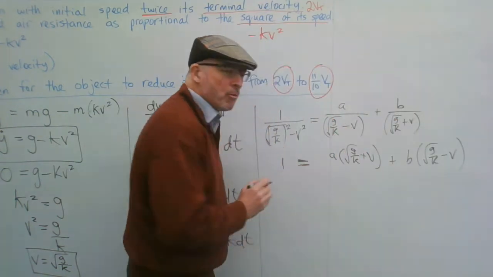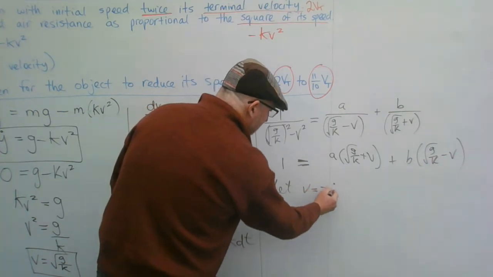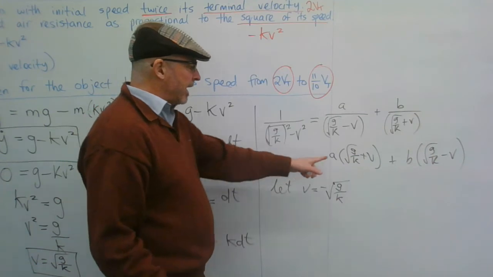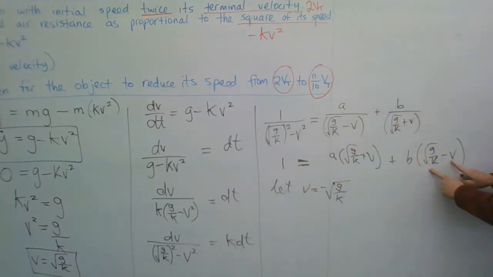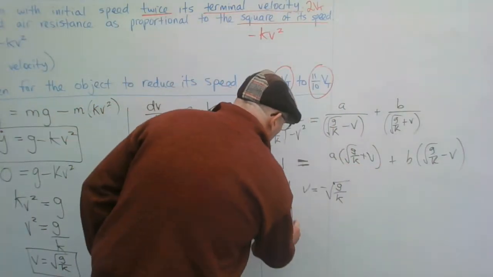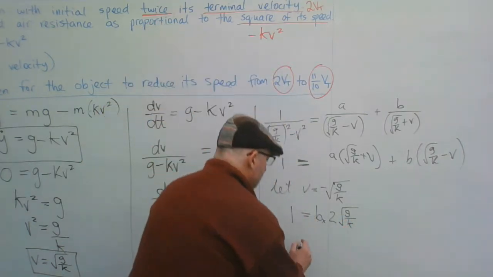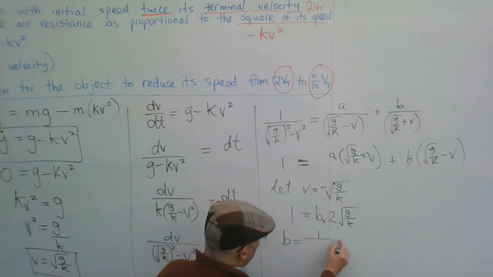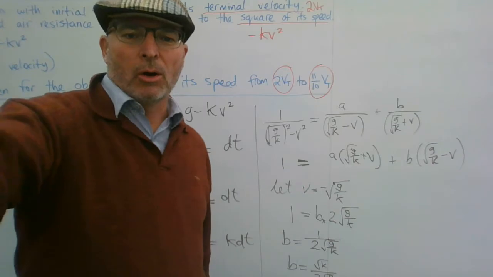Okay, and then I can choose appropriate values for v in order to figure out what a and b are. Like I can let v equal minus root g on k. Well, if I do that, root g on k minus root g on k is nothing, so that gets rid of that term. And root g on k plus root g on k gives 2 root g on k in that last set of brackets. So I'll get 1 equals b times 2 root g on k. So b is equal to 1 on 2 root g on k, so b is equal to root k on 2 root g.